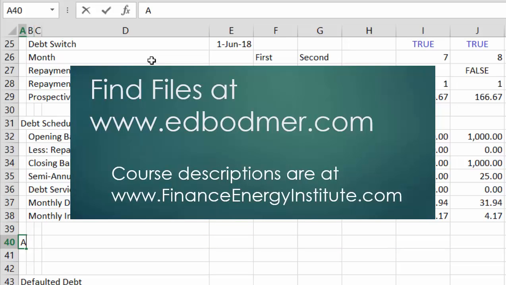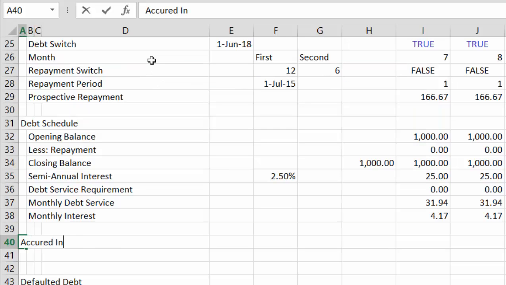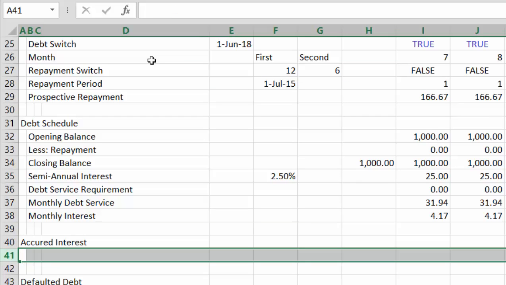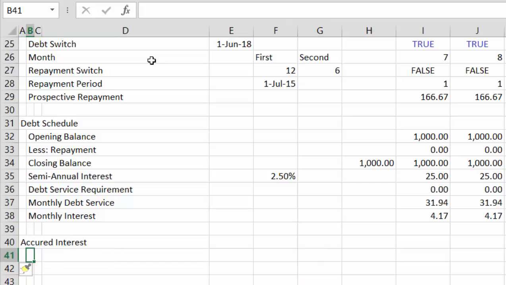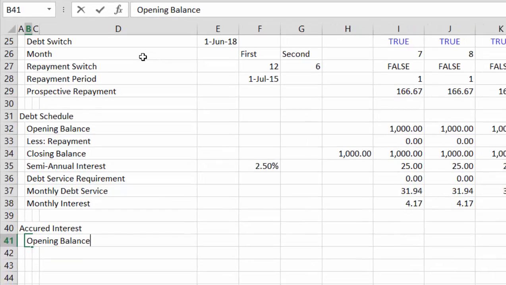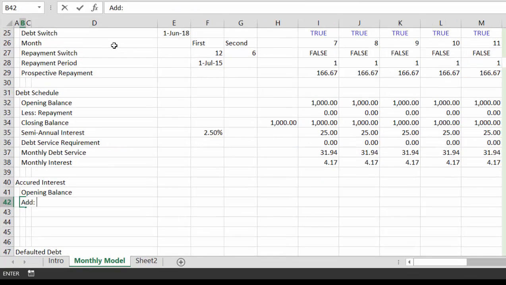Okay, I know all you fancy people are yelling at me now and thinking, oh, that bad person. And now let's put accrued interest, and we'll just put our opening balance, and then we'll add the interest accrued, and then subtract the interest paid, and then we'll put a closing balance.